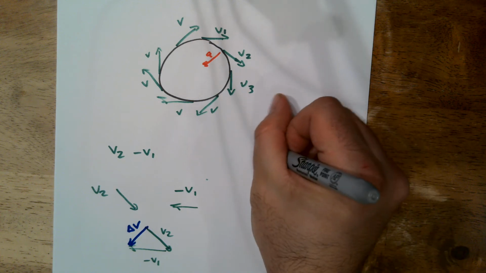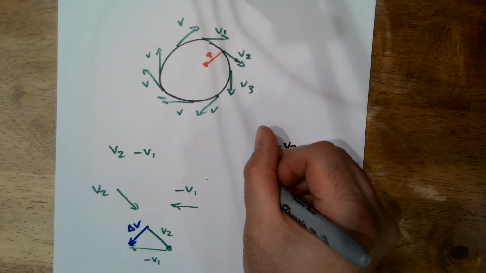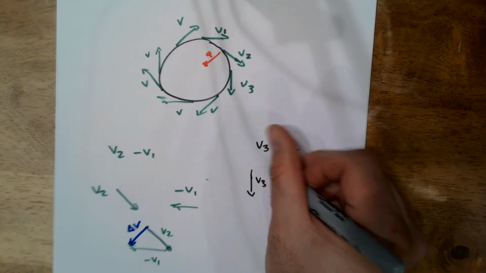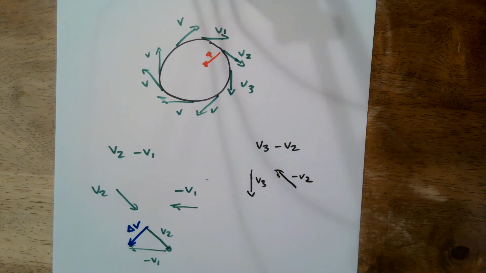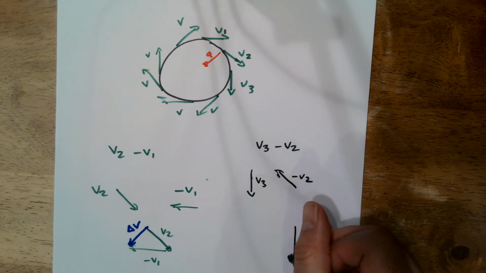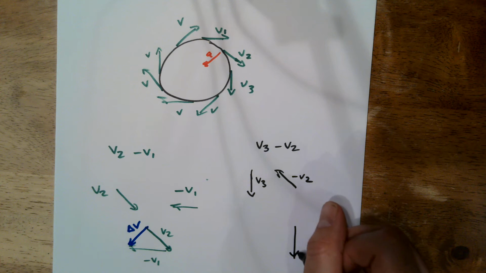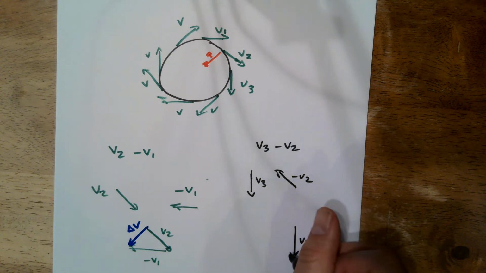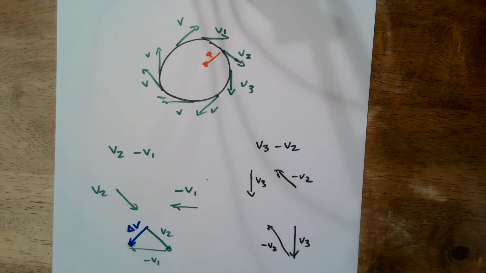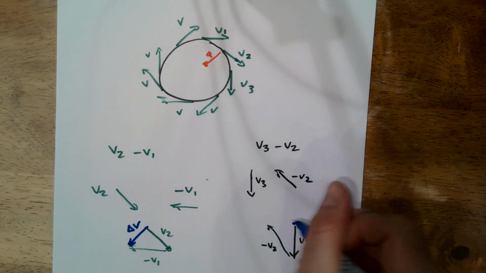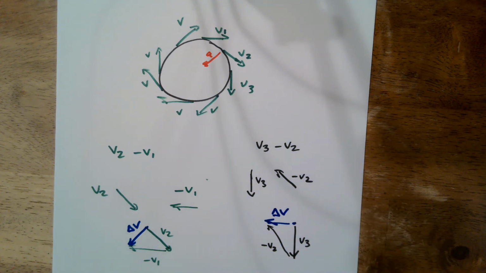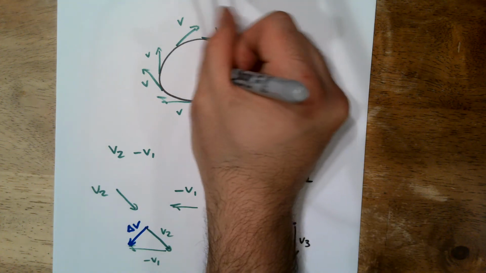If I wanted to do V3 minus V2, I'm going to draw V3 just as it is, and then minus V2 would look like that, 180 degrees opposite. And so I'm going to draw V3 first, and then I'm going to add negative V2 to that. So here's V3, and then if I do negative V2, it will probably look like that. And then let's take a look at delta V now. Pointed directly to the left. Well, that gives me an acceleration that way.